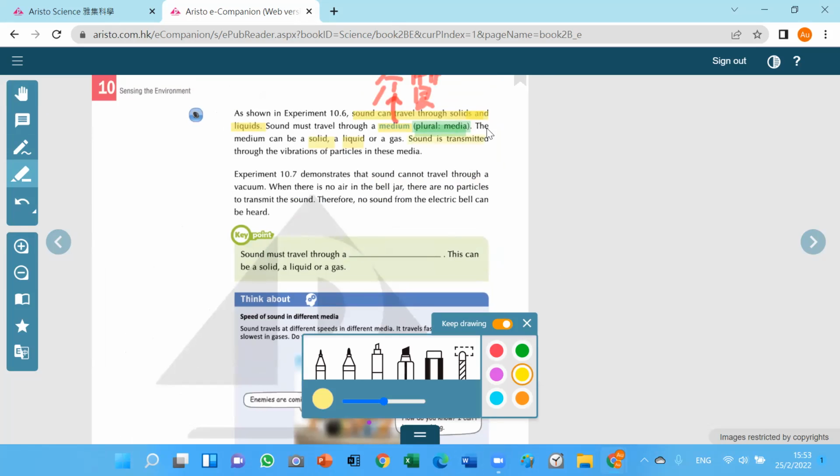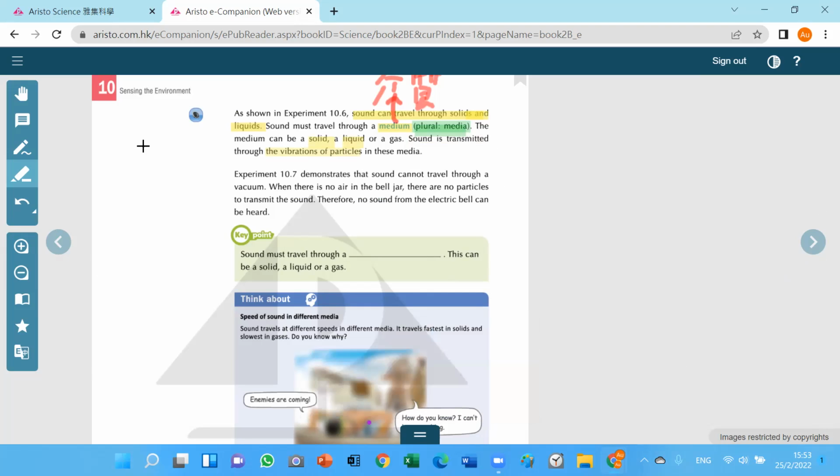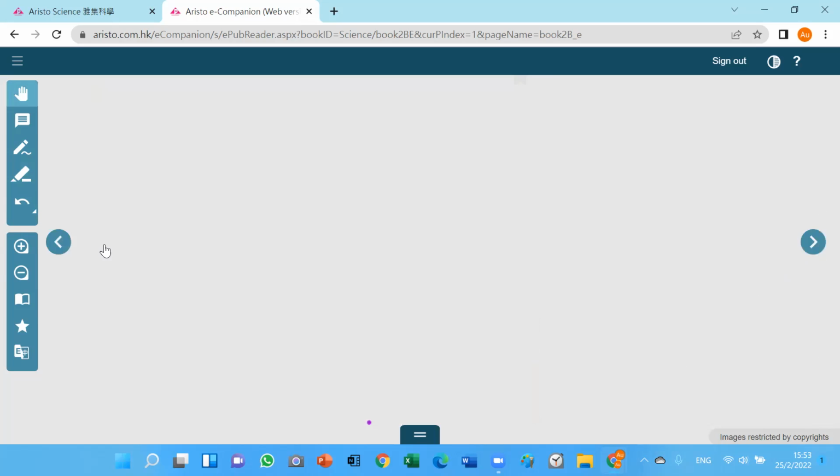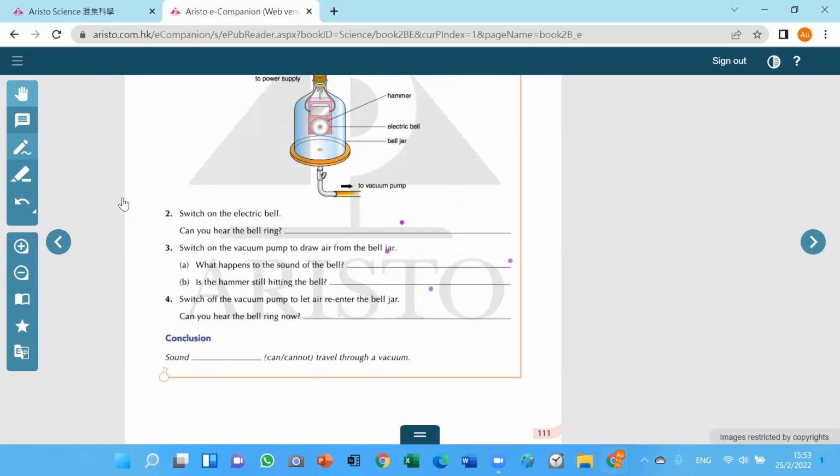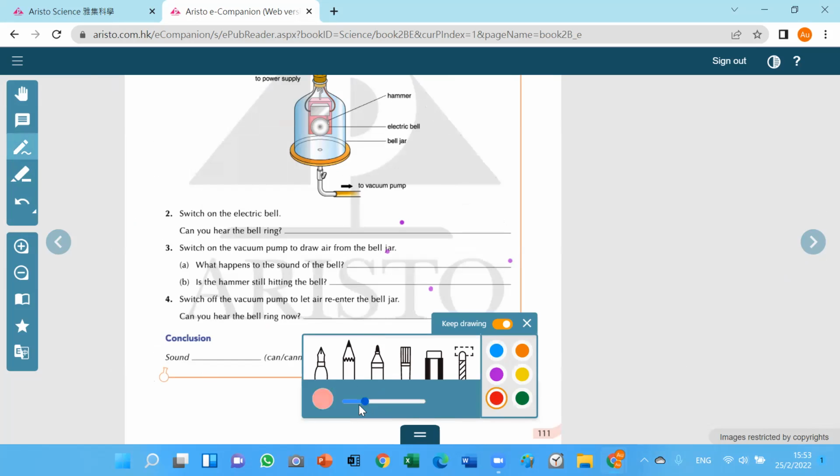So sound is transmitted through vibrations of the particles. Okay, so experiment 10.7 does demonstrate that sound cannot travel through a vacuum. Oh, my fault, sorry. It should be cannot, this one, cannot. Cannot, okay.